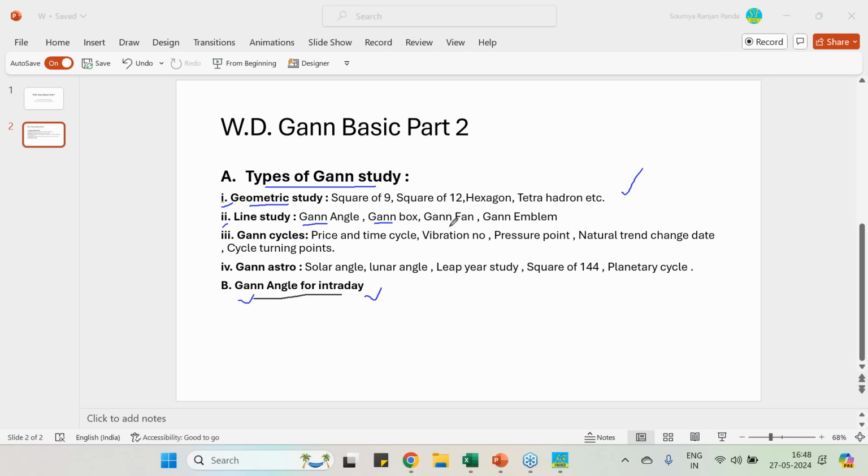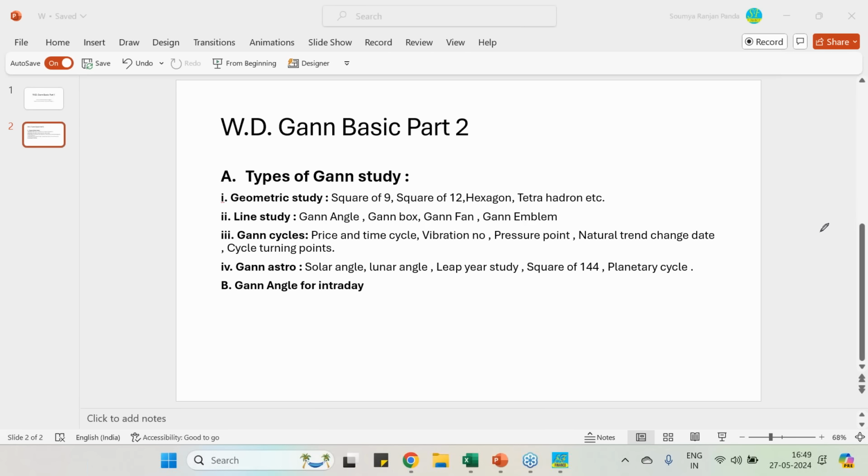Then the line study comes into the picture: Gann angle studies, Gann box, Gann fan line, Gann emblem, and so on. Many methods are there. Third comes the Gann cycle studies, which is price and time matching. In the first series, I told you how price and time are related. They have one parent called degree. Price and time cycles, vibration number, pressure dates or pressure points, natural trend change dates, cycle turning points, all come under cycle. Cycle means like a crop cycle. If you plant paddy seed, you know that after 3 months there will be a harvest. Gann cycle says like that.